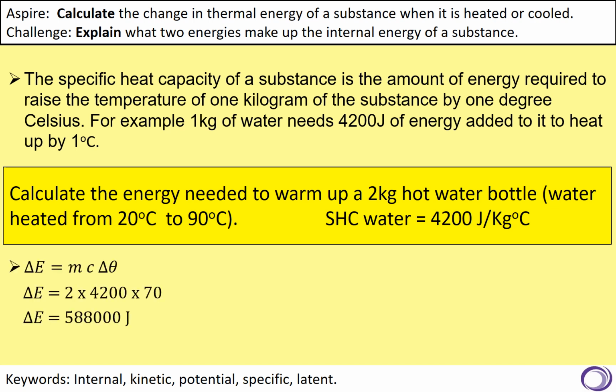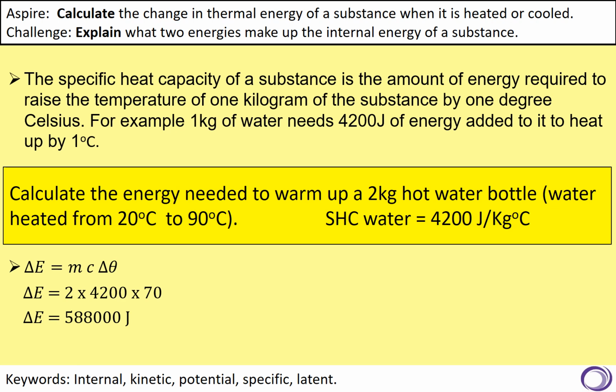You would write the equation. That equation is found on your physics equation sheets. You do not need to remember it. So it's energy equals mass times specific heat capacity times the change in temperature. Then you can start to plug in the numbers.